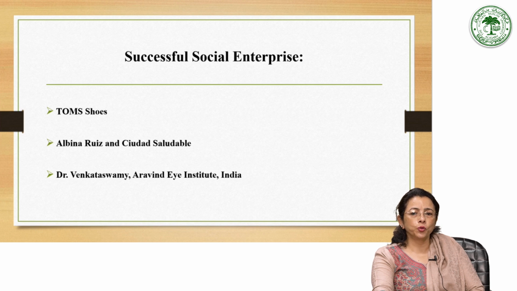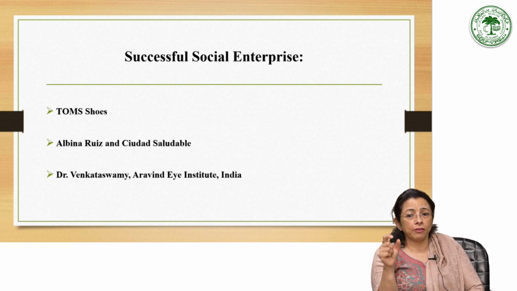So first is Tom's Shoes, who has been a very successful social entrepreneur. What is the story about Tom's Shoes? Tom's Shoes, founded by Blake Mycoskie, is recognized for its innovative one-for-one business model. For every pair of shoes sold, Tom's donates one pair to a child in need. The company's success is attributed to its strong brand identity, in addition to effective marketing strategy and their commitment to social impact. If you go into detail and study this case study, you can explore how Tom's Shoes successfully integrated a social mission into its core business, fostering customer loyalty and global impact.